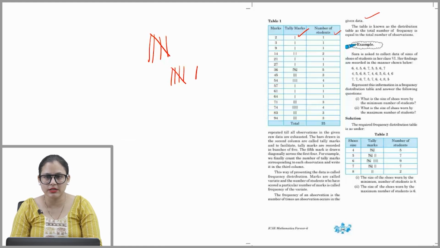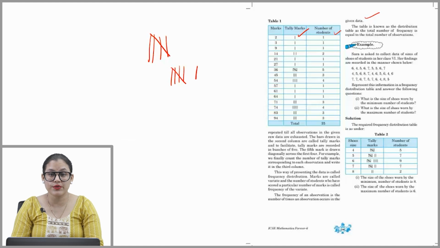Sarah is asked to collect the data of sizes of shoes of students in her class 6. Her findings are recorded in the manner shown below. Now represent this information in a frequency distribution table and then answer the following questions. Okay, first we will prepare the frequency distribution table.